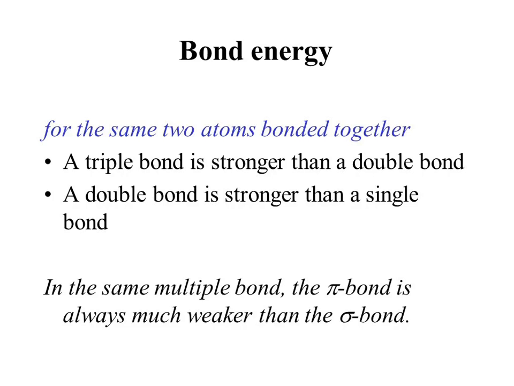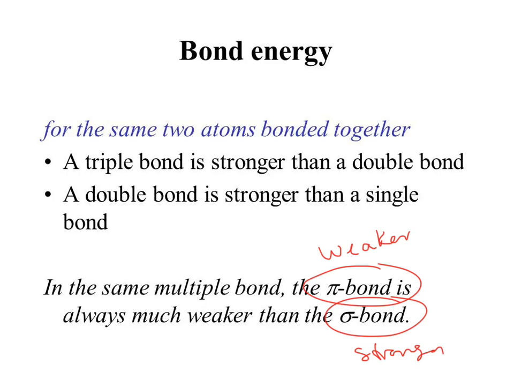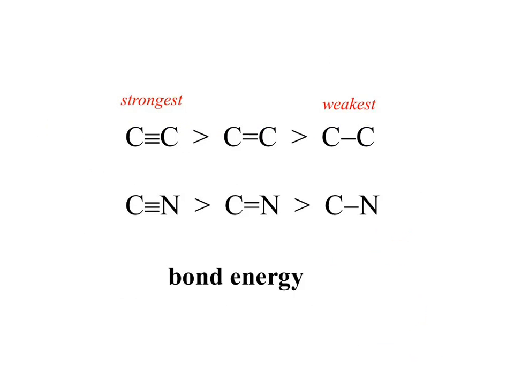When it comes to comparing, again between the same two atoms, that secondary bond, the pi bond, is much weaker than the first to arrive. Remember, sigma bonds are your meat and potatoes. Pi bonds are your kind of leftovers. So here we have, if your two atoms are carbon, then the carbon triple bond is the strongest and the carbon single bond is the weakest.